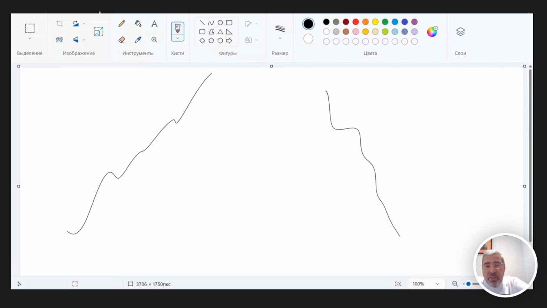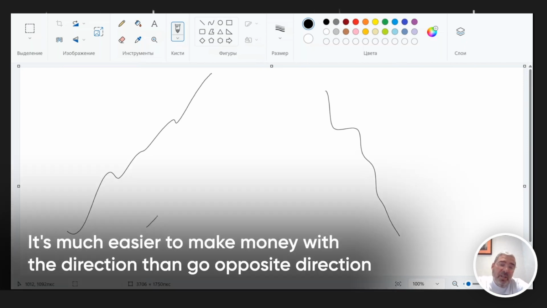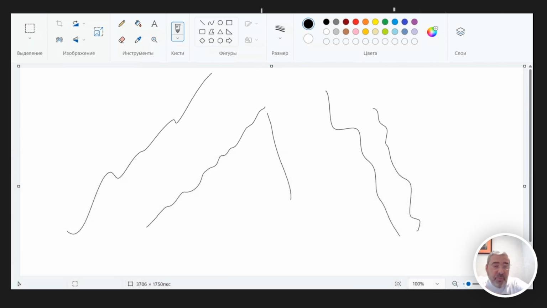Why does everybody talk about the direction? Everybody talks about direction for one simple reason. Everybody says it's much easier to make money with the direction than to go in the opposite direction. Technically it's correct, and sometimes it's not correct. In which way is it correct? When the stock is moving up, obviously somebody is pushing the stock higher, and it's usually the big institutional investors who are putting in the money.